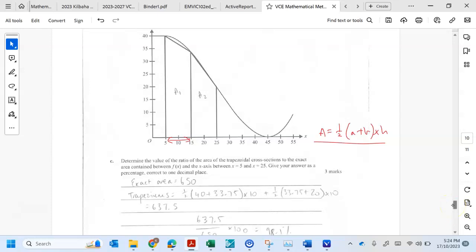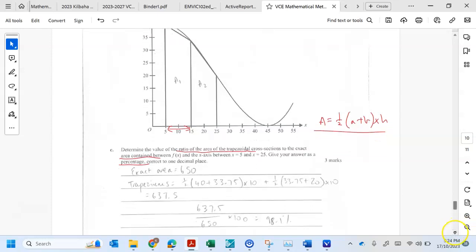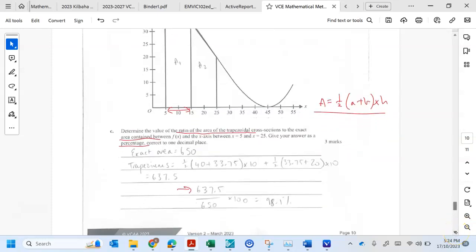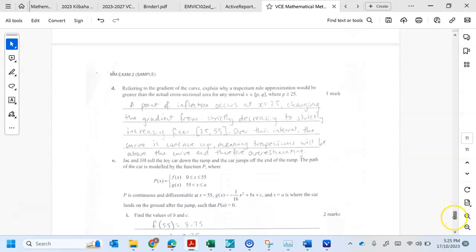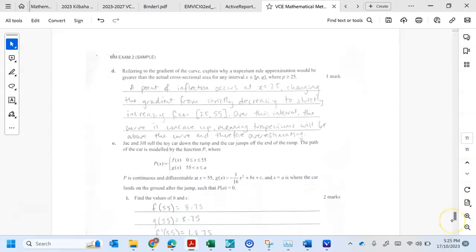We have to find the ratio of the area of the trapezoidal cross section to the exact area, and it tells us to give the answer as a percentage. So we're just doing our approximation, which is here. We also have to work out our exact area, which was easy to do. It's just a definite integral. Just make sure your definite integral only goes from 5 to 25. You can do that on your calculator, and we get 98.1%. So 3 marks. I actually think that's an easy 3-mark question, which would be great if you had that on your exam.